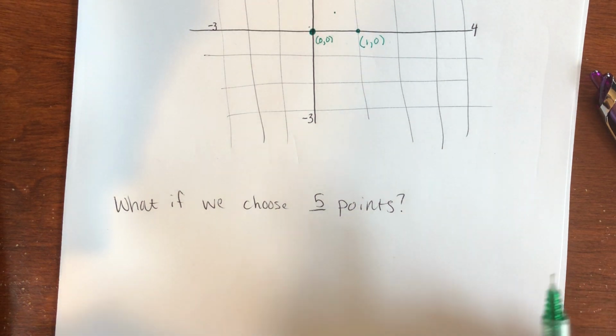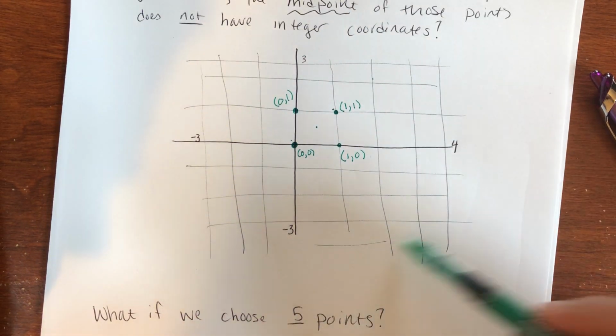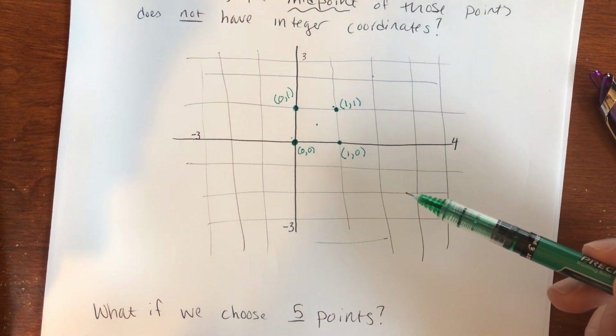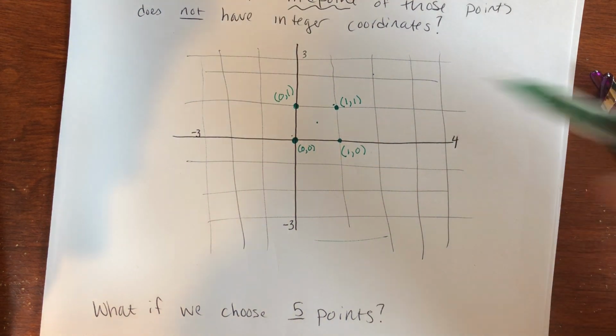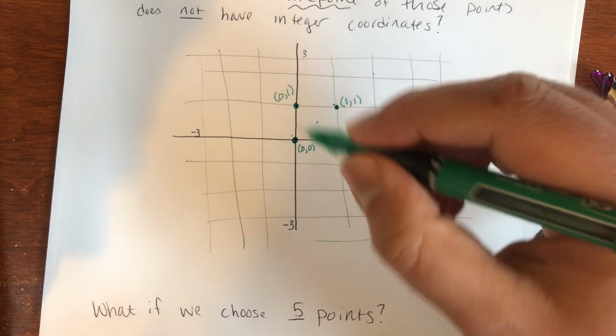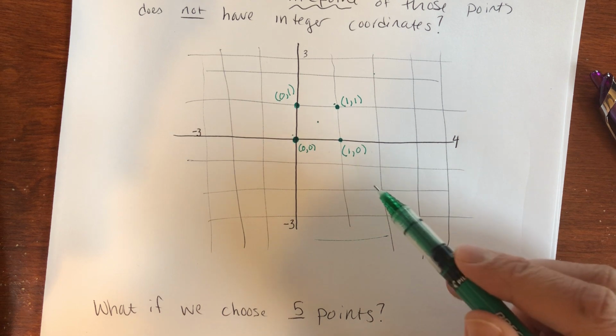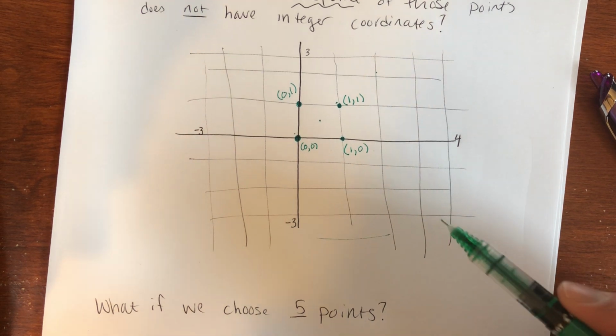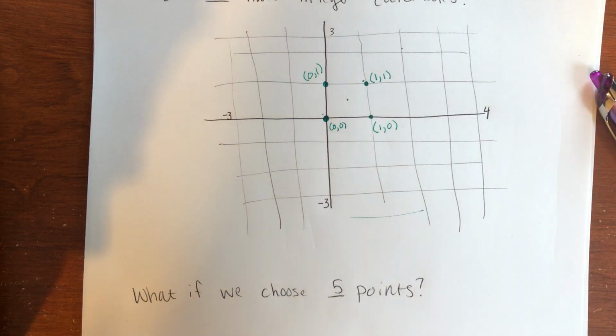But now we say, what if we actually had to choose 5 points? So can we add a 5th point to these 4 here in such a way that no midpoint between these points gives you integer coordinates? That's what I want you to try to think about next, and we'll talk about it more in the next video.